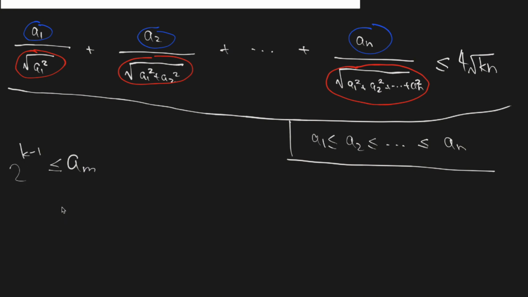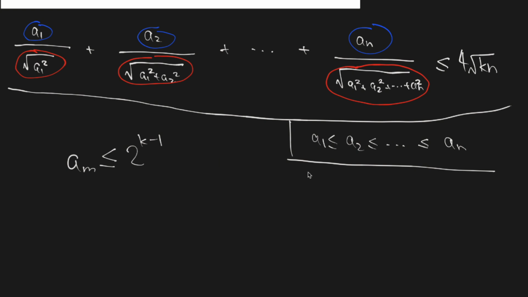Or, actually, I'm going to do this the other way. I'm going to make am the biggest index such that am is less than or equal to 2 to the k minus 1. And the reason I'm doing this is so we can apply our inductive hypothesis on the cases of k minus 1.